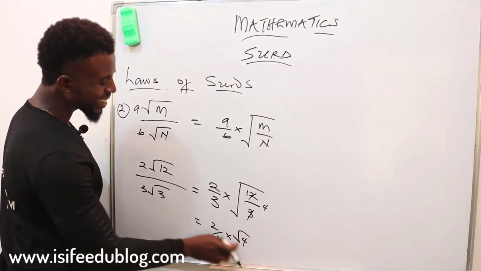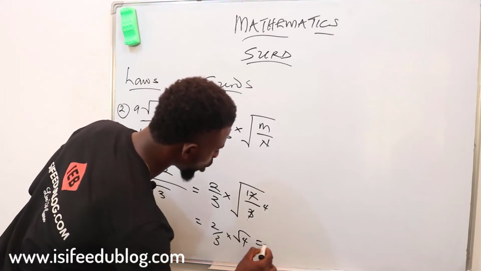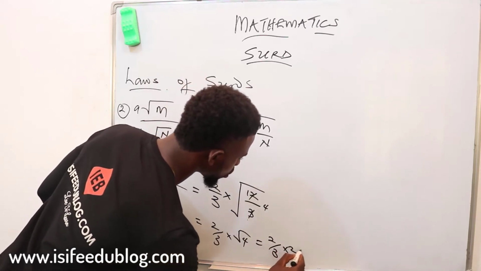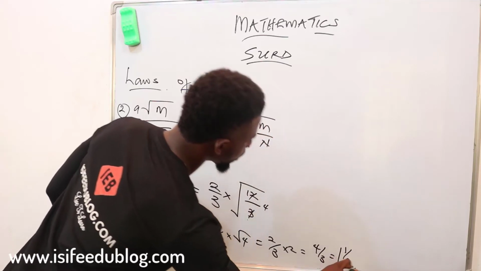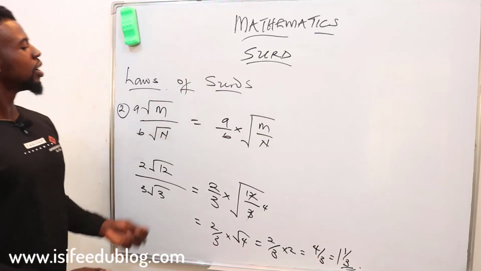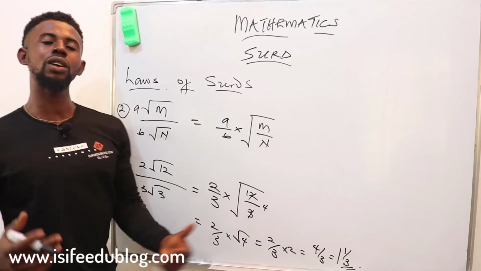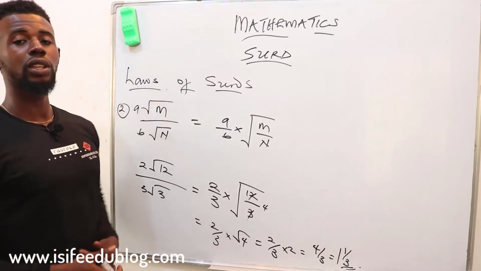Now this is a perfect square root. So we'll have 2 over 3 times 2, which is equal to 4 over 3. Okay? So basically this is what our second law, our second rule in surds tells us.